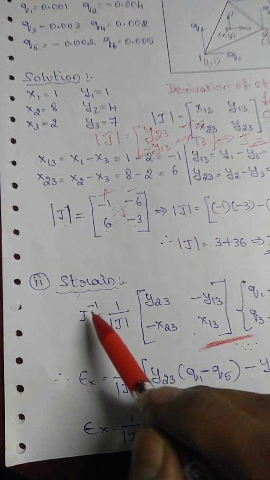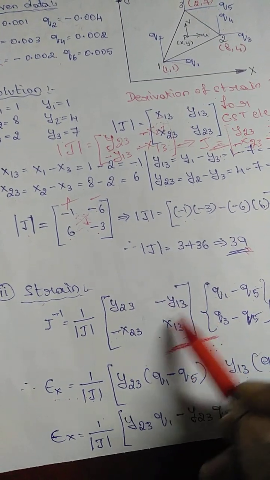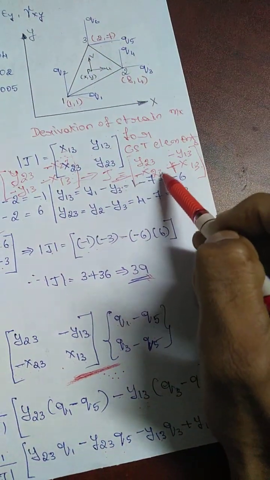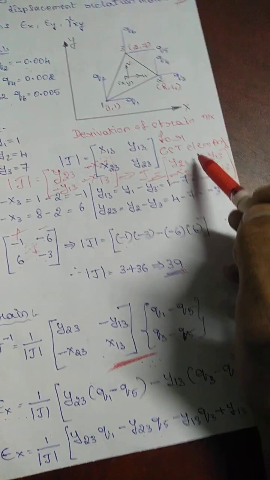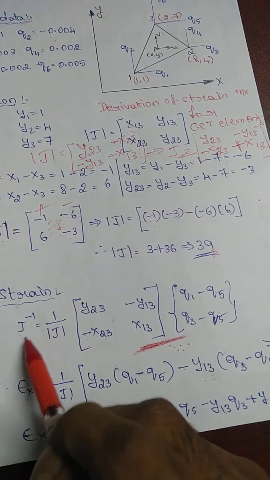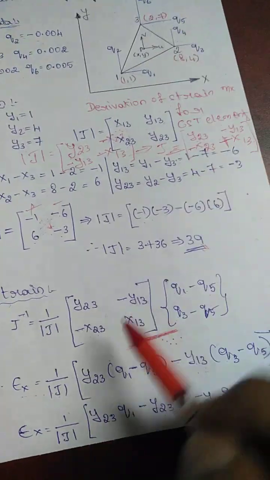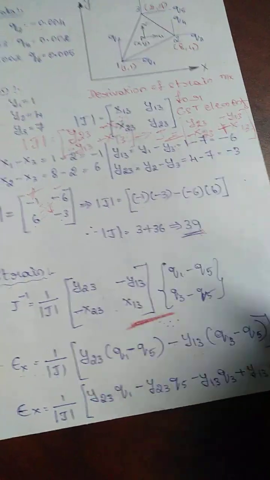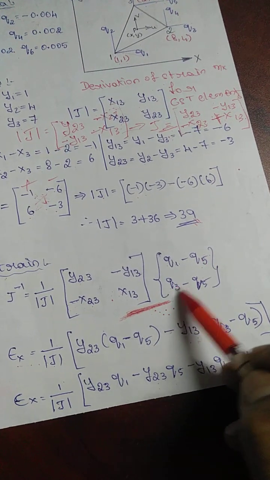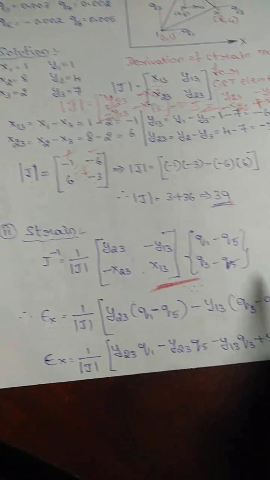So J inverse is equal to 1 by J into y23, minus y13, minus x23, x13, the cofactor which you have written here, the adjoint, the adjoint which you have written here, that you have to use here. J inverse is equal to 1 by determinant of J into the adjoint, into Q1 minus Q5 and Q3 minus Q5. This is the derivation part, please go through that and see here.